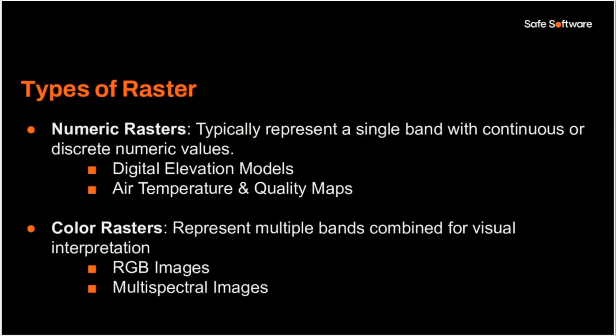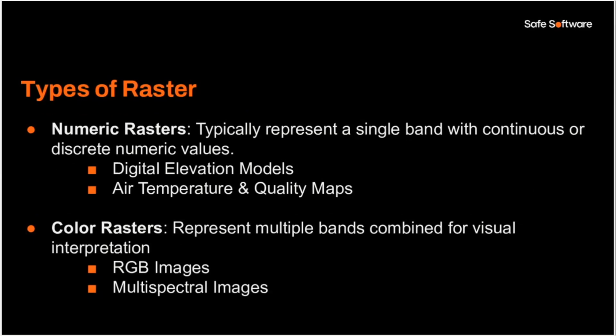Types of rasters. There are two main types of rasters, numeric rasters and color rasters. Numeric rasters are typically represented as a single band with continuous or discrete numeric values. These numbers can either represent smooth changes, like elevation or temperature, or categories, like land types. For example, 1 equals forest and 2 equals water. These rasters are typically used for analysis, modeling, and visualization in GIS and remote sensing. For example, a digital elevation model would be a numeric raster.